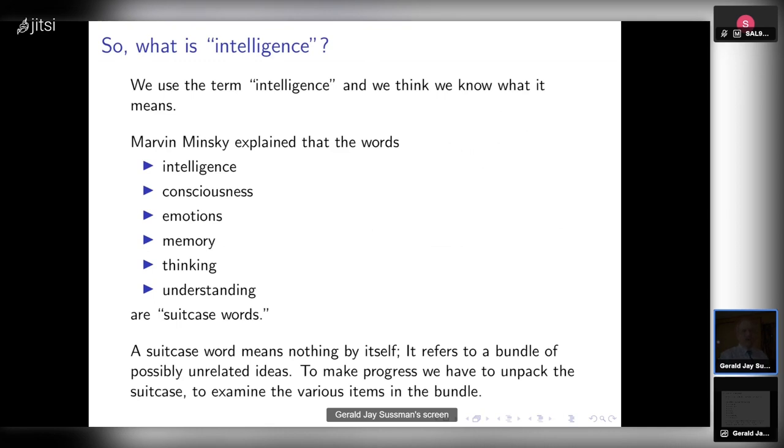There are lots of words like intelligence that apparently don't mean very much because they mean too many things at once. We have words like intelligence, consciousness, emotions, memory, thinking and understanding. And Marvin Minsky always used to tell people, including certainly me, his students, that these are what you call suitcase words. What happens is that you put a lot of things you don't understand into a suitcase, and they are bundled and they may even be unrelated with each other. And by golly, you try to use that to capture something that they have in common, even though they may not have anything in common. So to make progress, we have to unpack the suitcase and examine the various items in that bundle.